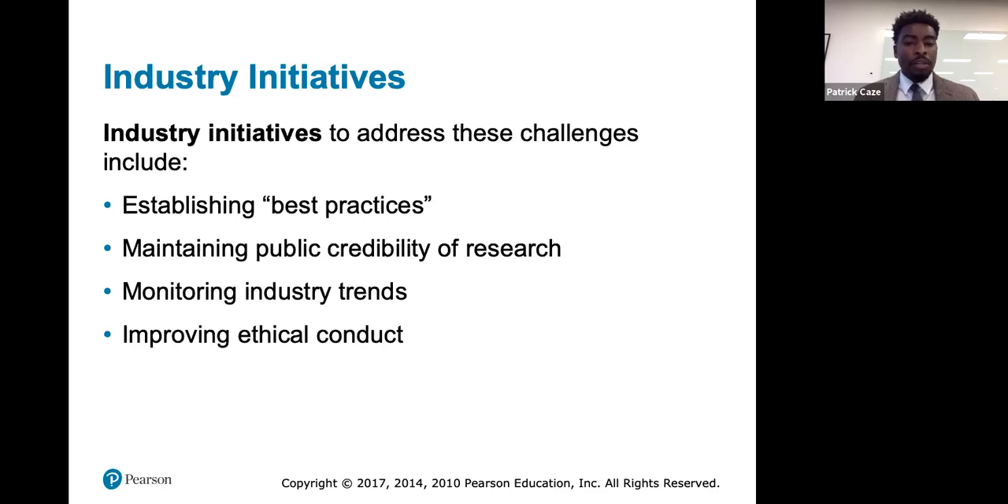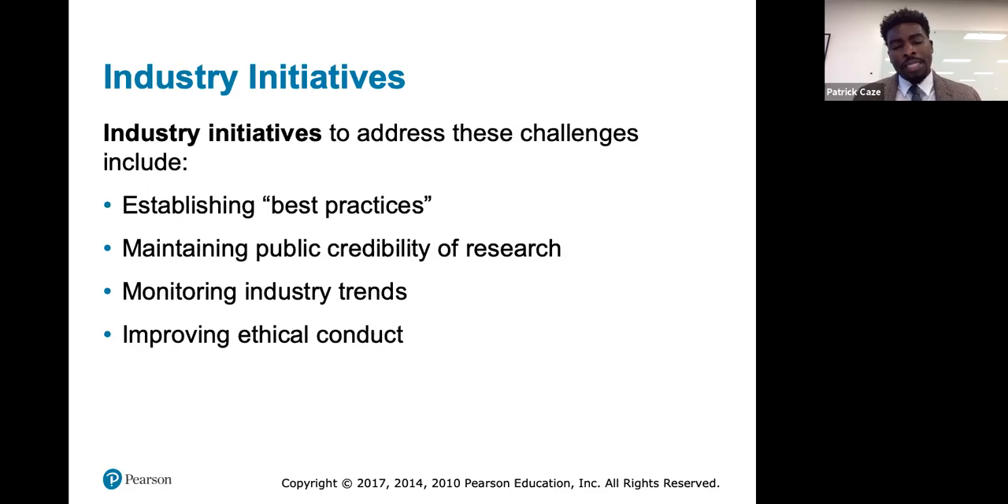Maintaining public credibility is important because you don't want the public to think that you are just throwing numbers out there, or, as you say in accounting, cooking the books. We don't want to manipulate numbers. We want the public to trust that the research is being done in an ethical and moral fashion, and that the information communicated to them is based strictly and solely on the research and not on anything else. We want to monitor industry trends.